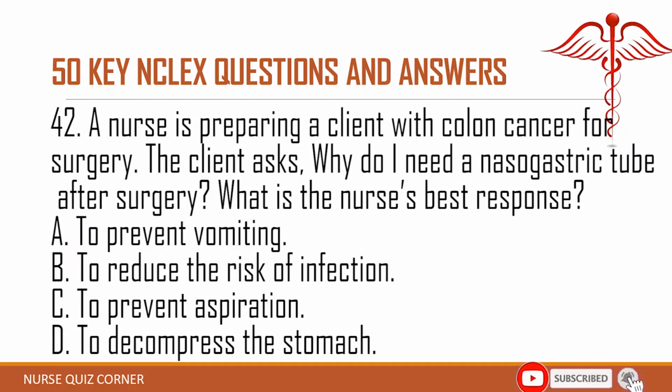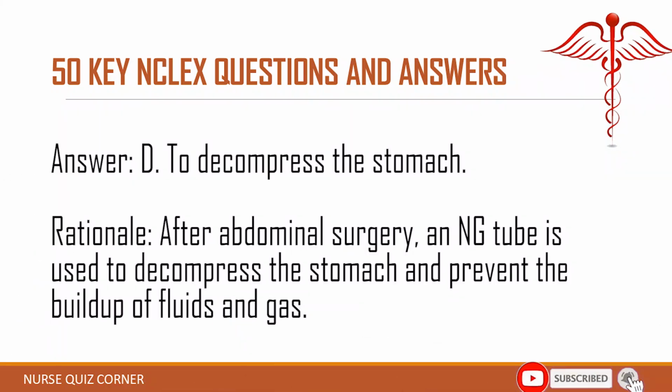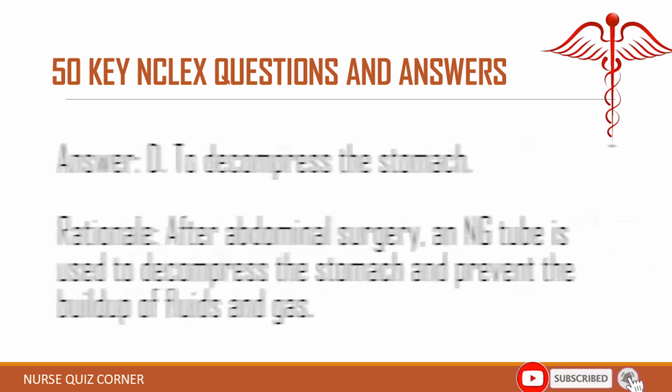42. A nurse is preparing a client with colon cancer for surgery. The client asks, "Why do I need a nasogastric tube after surgery?" What is the nurse's best response? A. To prevent vomiting. B. To reduce the risk of infection. C. To prevent aspiration. D. To decompress the stomach. Answer D. To decompress the stomach. Rationale. After abdominal surgery, an NG tube is used to decompress the stomach and prevent the buildup of fluids and gas.